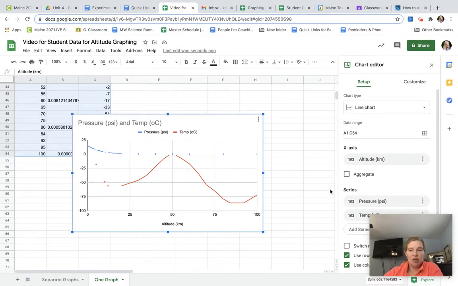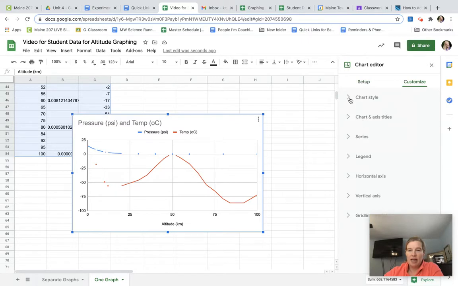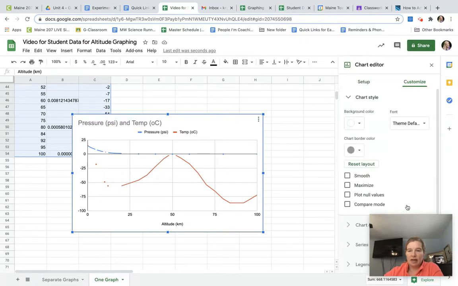If I want to smooth the data out like we did before, I can come here to Customize, and in my chart style, I can smooth out my data and I can plot the null value. So you can see it's kind of filled things in.